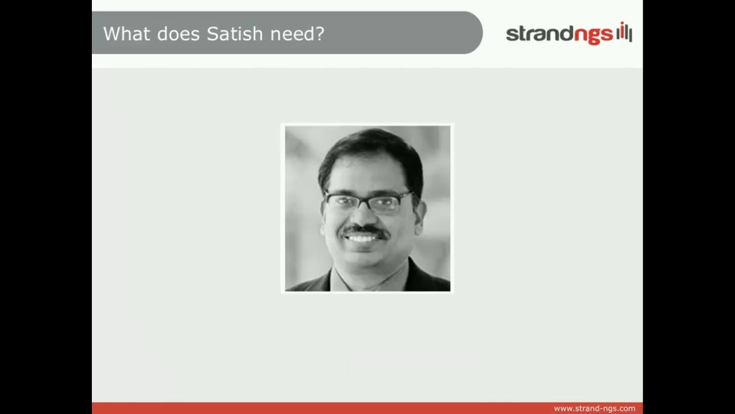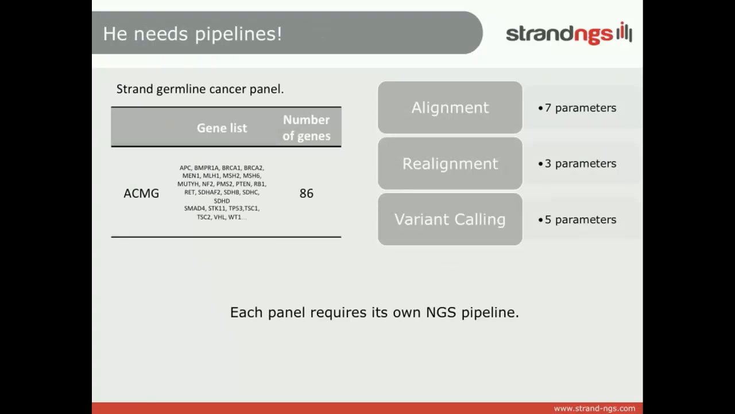So Satish needs Strand NGS Server. What else does he need? He needs pipelines, a whole bunch of them. On the left-hand side, you see the Strand germline cancer panel with 86 genes meant to detect a whole host of genetic diseases. And there are several panels like this that Strand offers. Each panel requires its own NGS pipeline with its own set of parameters. And Satish has to set this up from scratch.